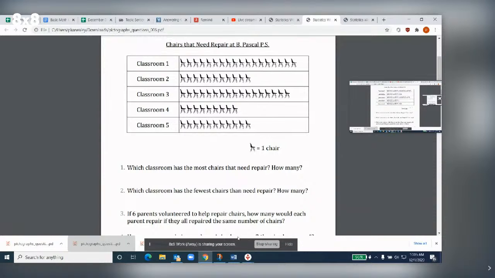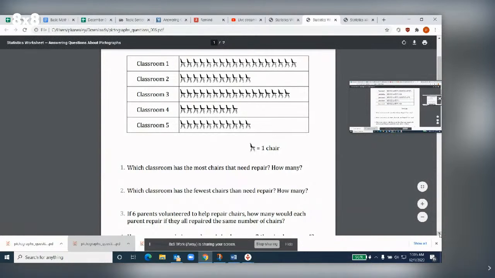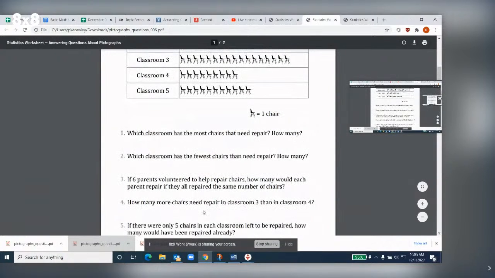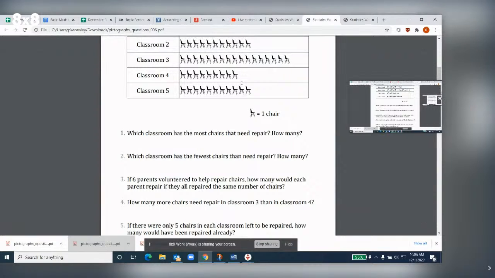Okay. So the fourth one, how many more chairs need repair in classroom 3 than classroom 4? So classroom 3, there's 1, 2, 3, 4, 5, 6, 7, 8, 9, 10, 11, 12, 13, 14, 15, 16, 17. In classroom 4, there's 9. So 17 minus 9 is going to be 8 chairs. So there's 8 more chairs in classroom 3 that need to be repaired.